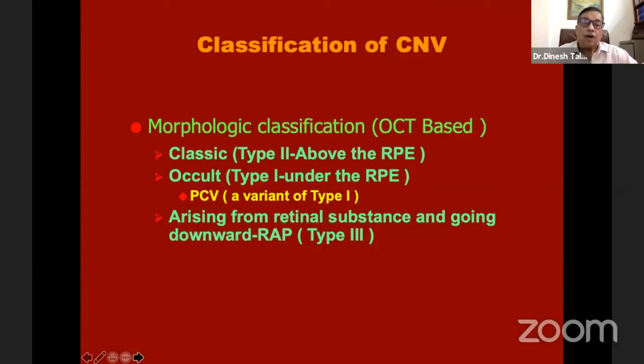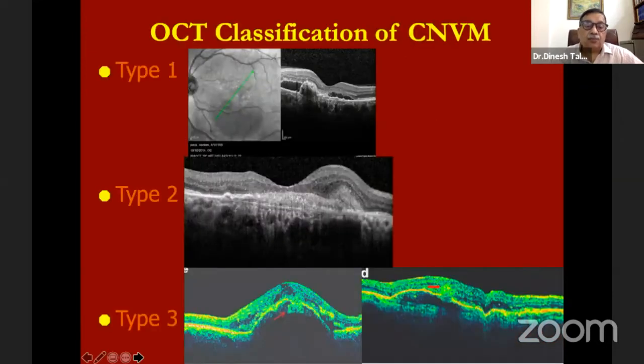Now, nowadays, what we follow is a morphological classification into type 1, type 2, and type 3. And type 1 is basically when it arises under the RPE. And this is what you see over here. Type 2 is when it arises above the RPE, as you see in this patient. And type 3 is when it arises in the substance of the retina and then proceeds downwards towards the RPE. That's a retinal angiomatous proliferation.